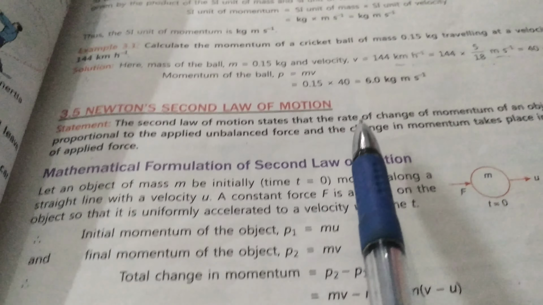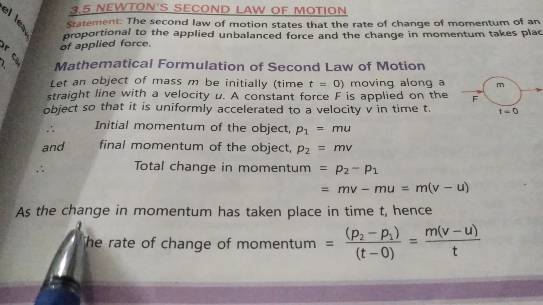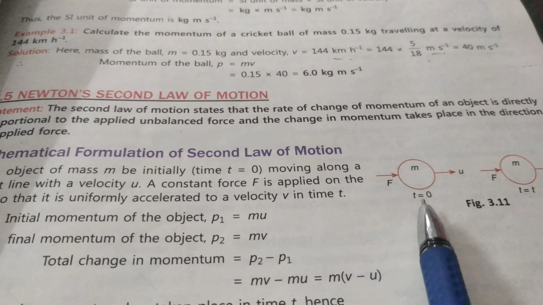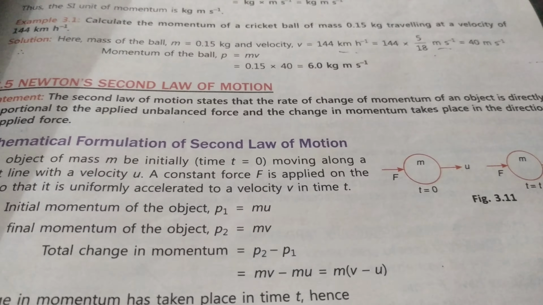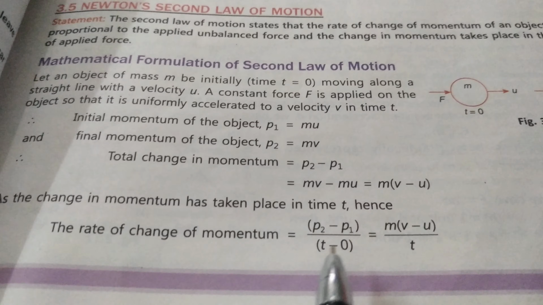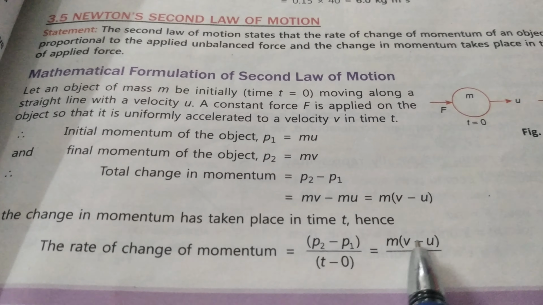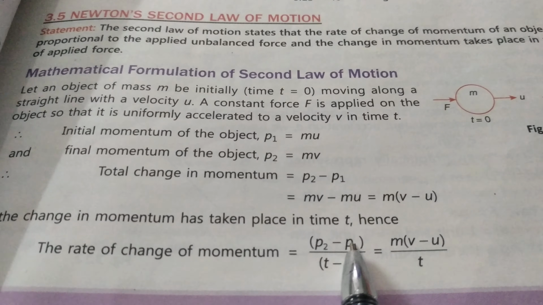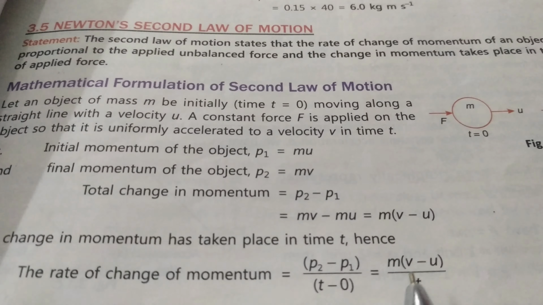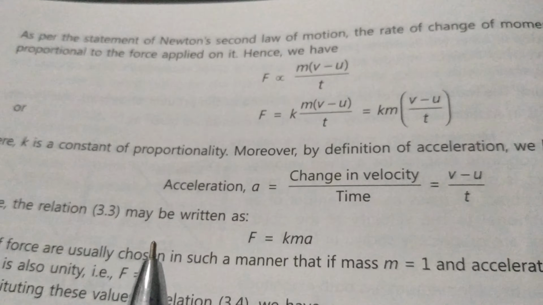So in our statement, what is rate of change of momentum? To find the rate of change of momentum, we need the time change, which is t minus 0: at first time 0, then t. So here rate of change of momentum is P2 minus P1 divided by t minus 0, equal to m(v minus u), because we know P2 minus P1 is m(v minus u). So here we can write m(v minus u) divided by t. That is the rate of change of momentum.